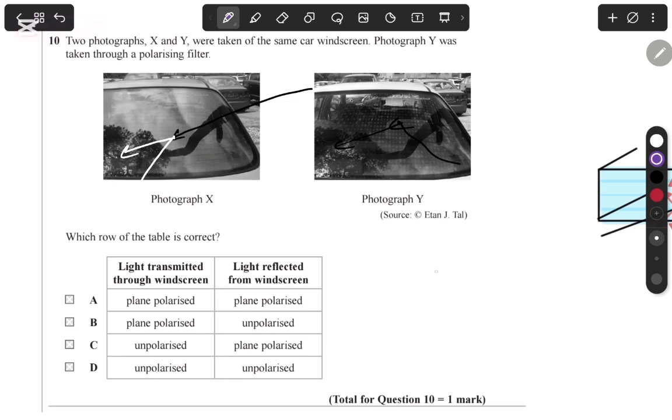So if you have a camera and you're recording and you have the windscreen, the light that is reflected is going to hit you, right? And then you can see the object. So we're talking about that reflected light, and then when we say the transmitted light, we talk about the light that passes straight through the windscreen. So we want to see what happens. Does polarization happen or not?